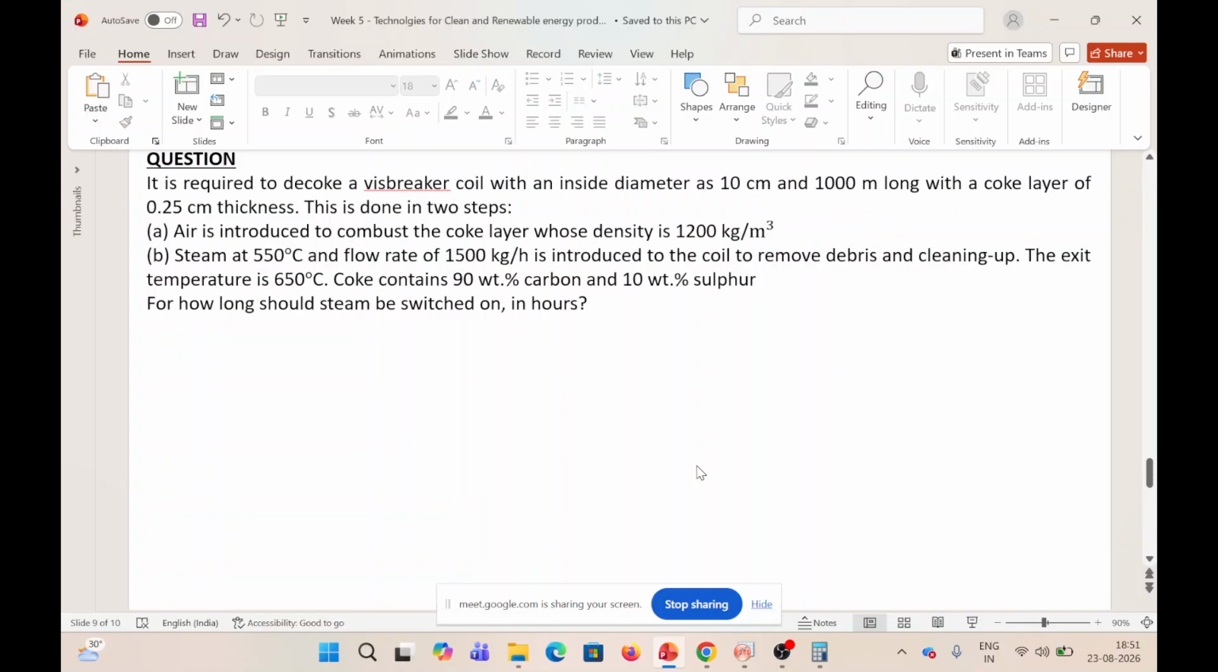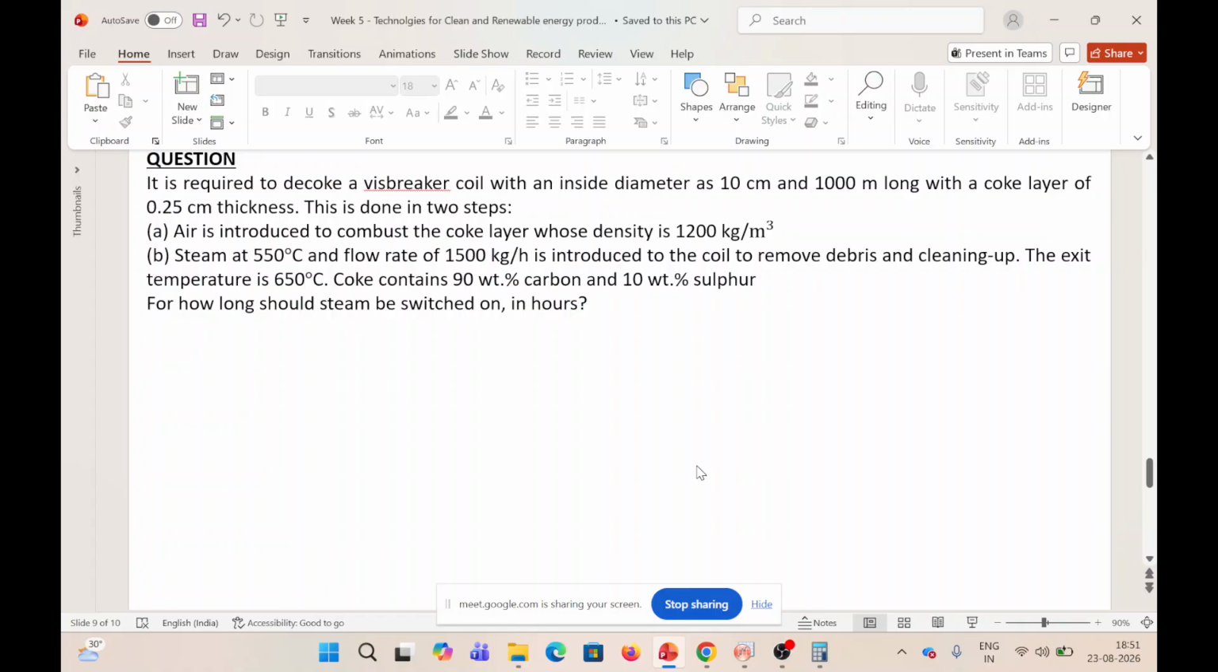This question is not related to this week's course content. This is something that was there, but we were not able to solve in the last live interaction session. So we will solve that now. The question goes something like this. It is required to decoke a visbreaker coil which has an inside diameter of 10 centimeter, and it's going to be 1000 meter long with a coke layer of 0.25 centimeter thickness.